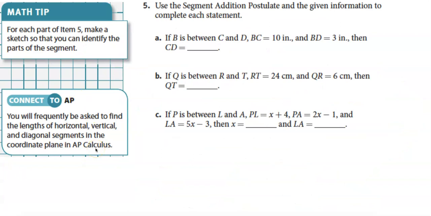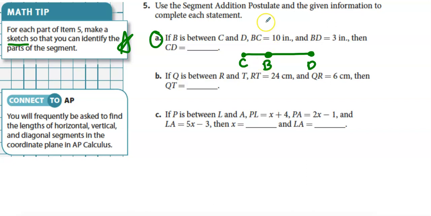All right, so number 5, it wants us to use the segment addition postulate given the information below. So I will do A and C with y'all. So again, drawing a picture is going to help you out so much. Okay, it even tells you to sketch. It's going to help us out. So B is between points C and D. So I'm going to draw a line segment. My endpoints are C and D. B is in between it. Again, I don't have to put it in the middle. I just need to put it somewhere.